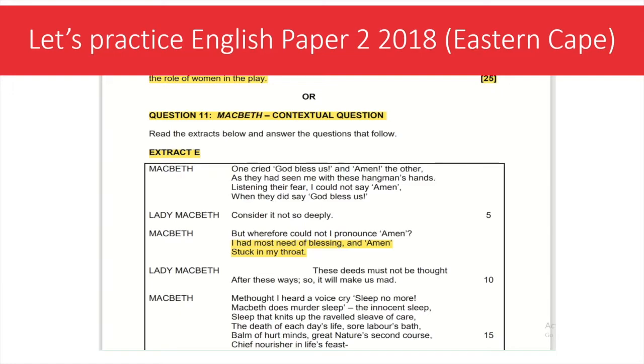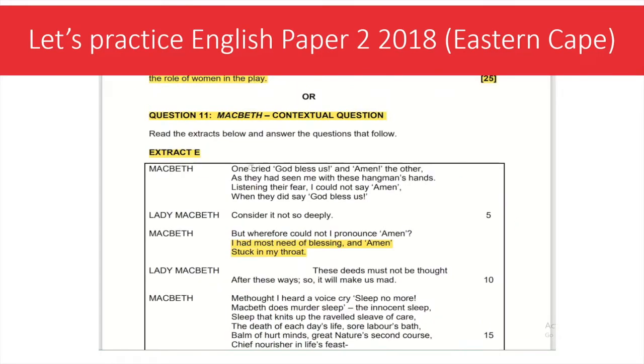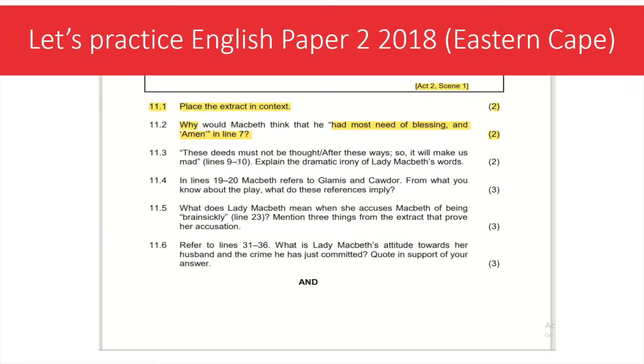But let's have a look at the memo. So Macbeth realizes that his sin of murdering Duncan has removed him from God's presence, and he's admitting that he has done evil for 2 marks. Let's look at 11.3. These deeds must not be thought after these ways, so it will make us mad. Lines 9 and 10. Explain the dramatic irony of Lady Macbeth's words for 2 marks. Now, this is important because we need to look at lines 9 and 10, and then we need to explain the dramatic irony of Lady Macbeth's words for 2 marks.